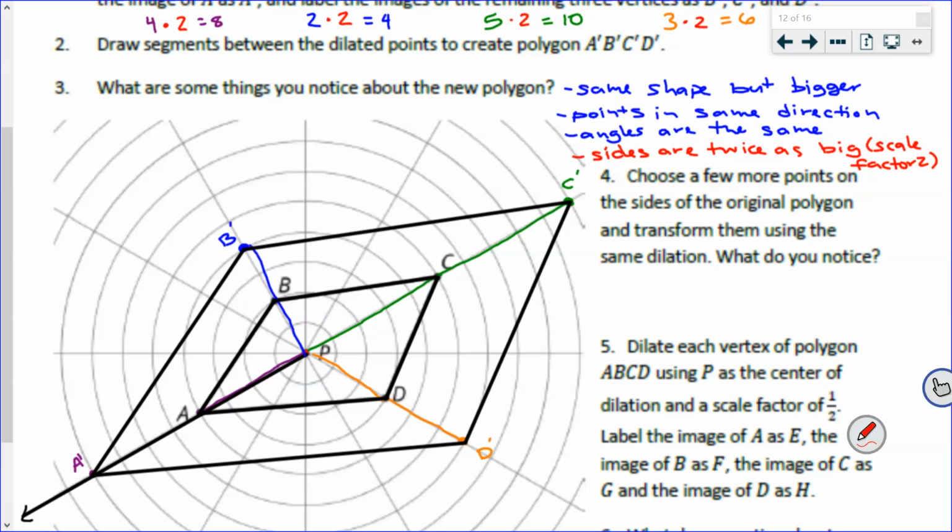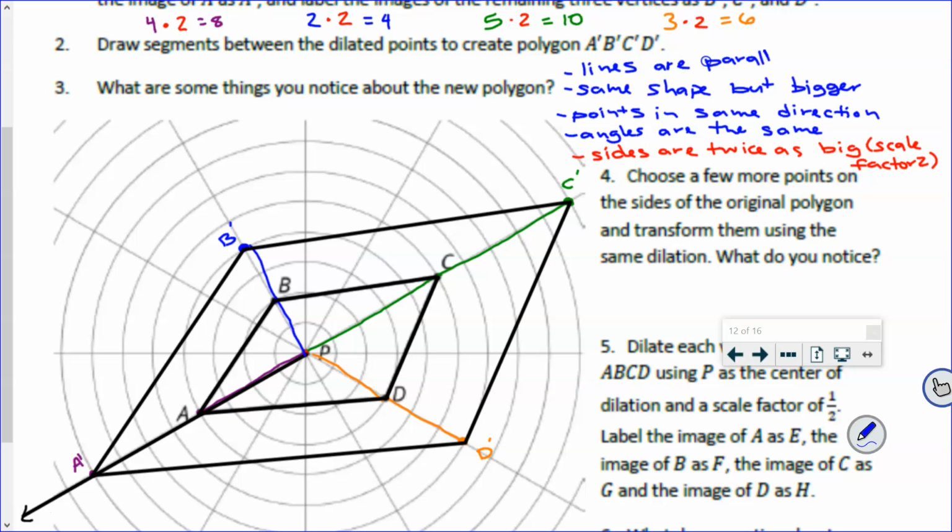And the last thing that I want you to observe is, do you notice that these lines are parallel? Let's write that down too. Lines are parallel in image, and I'm running out of space. Pre-image.